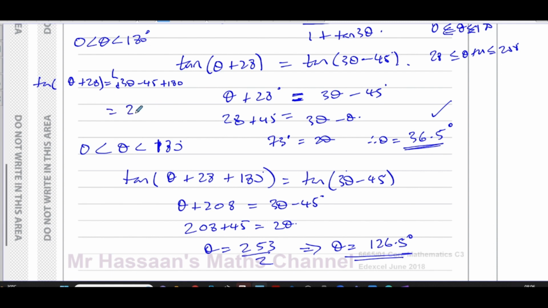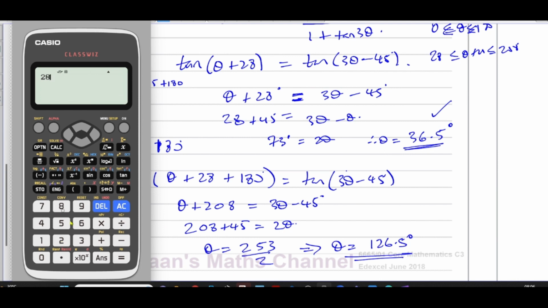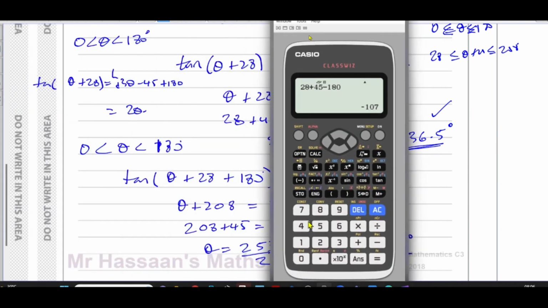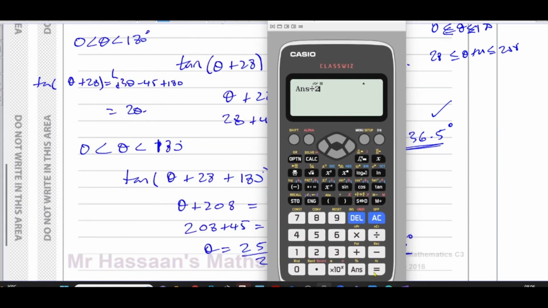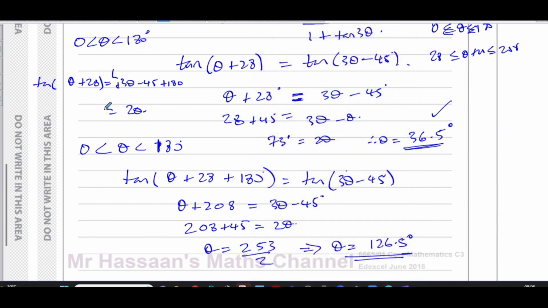So in this case, we'll have 2 theta on this side. On this side, we'll have 28 plus 45 minus 180. Of course, that's going to give us a negative angle. So we divide that by 2. That will be an angle that is true in terms of solving this equation, but the angle theta is outside of our range. Here, theta is negative 53.5. So we're not going to go that way.